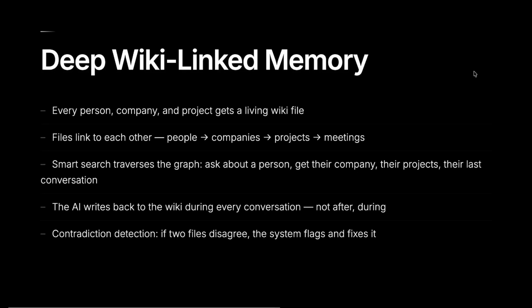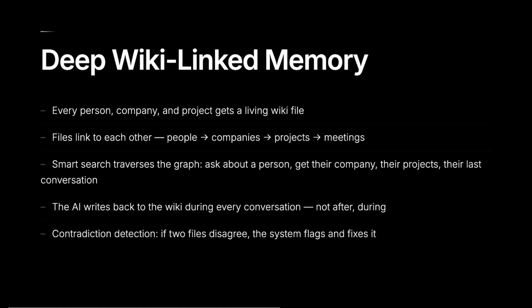The deep wiki-linked memory is basically every person, company, or project gets a living wiki file, and wiki files are interconnected between each other. So people are connected to companies, which can be connected to projects, which can be connected to meetings, and they're all interlinked. If I want to pull up, let's say David's file, I'll be able to get every single meeting I've had with David, any companies that are interlinked to David, and any projects that we've done together.